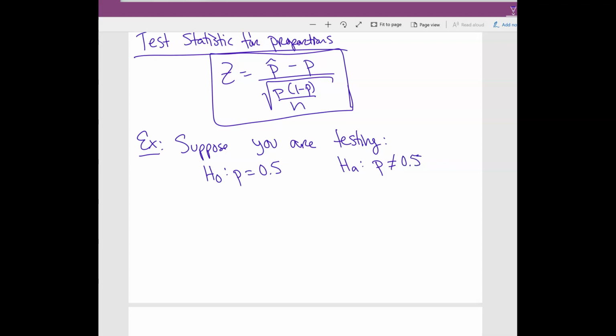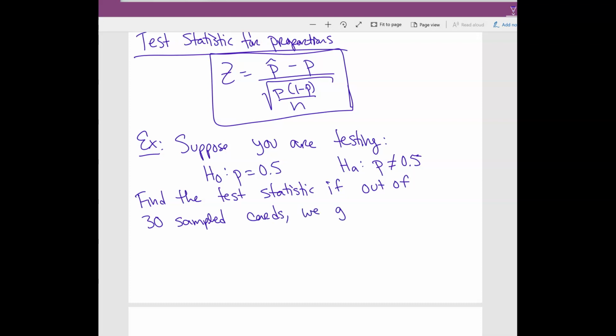Basically, maybe this is the card. We said that p, the proportion of cards, is just 50-50. And then the alternative is saying the proportion of cards is not 50-50. So this is maybe something that was given to us. This is what we want to find. Find the test statistic if, out of 30 sampled cards, we got, I don't know, 10 black. So let's say we got that.